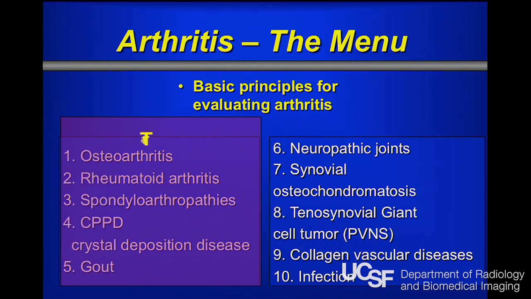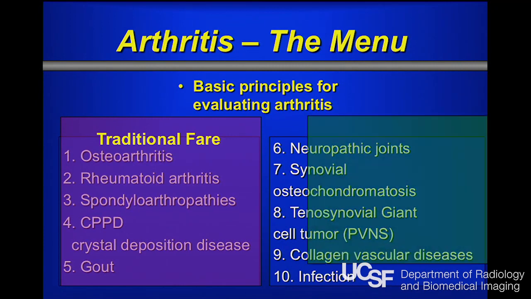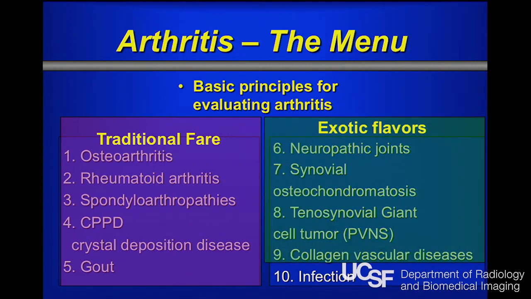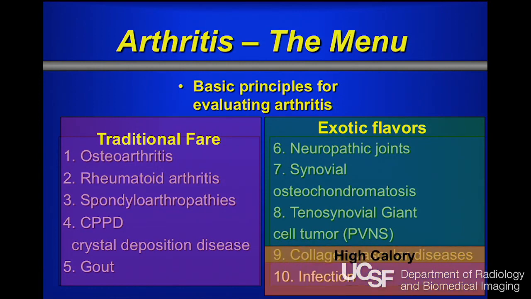Then we're going to have some traditional fare. We're going to cover osteoarthritis, rheumatoid arthritis, spondyloarthropathies, CPPD, and gout. Going to move on with some more exotic flavors, which include neuropathic joints, synovial osteochondromatosis, tenosynovial giant cell tumor, collagen vascular disease, and finally, to conclude, we're going to look at some more high-calorie, heavy fare, which is infection.